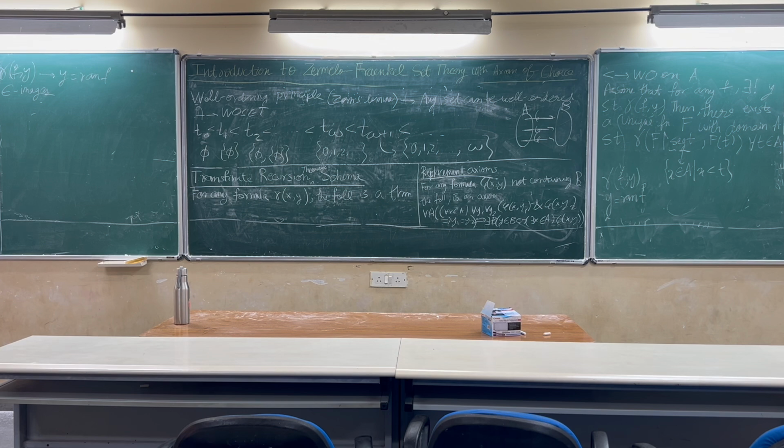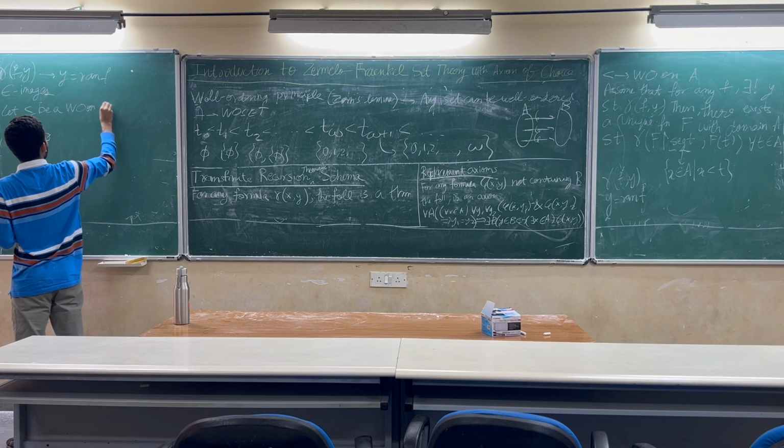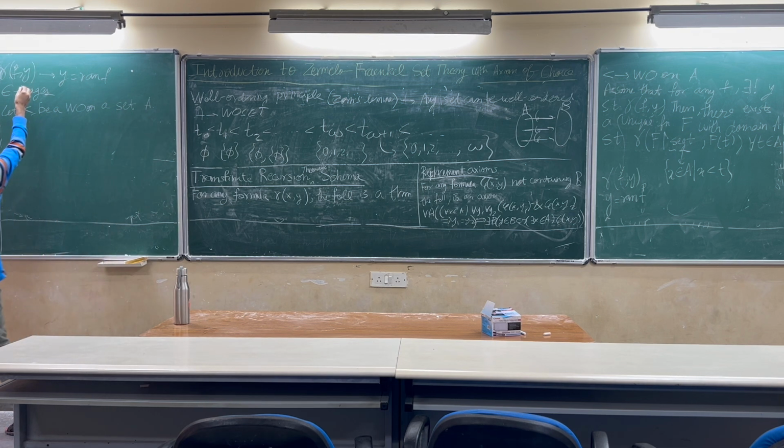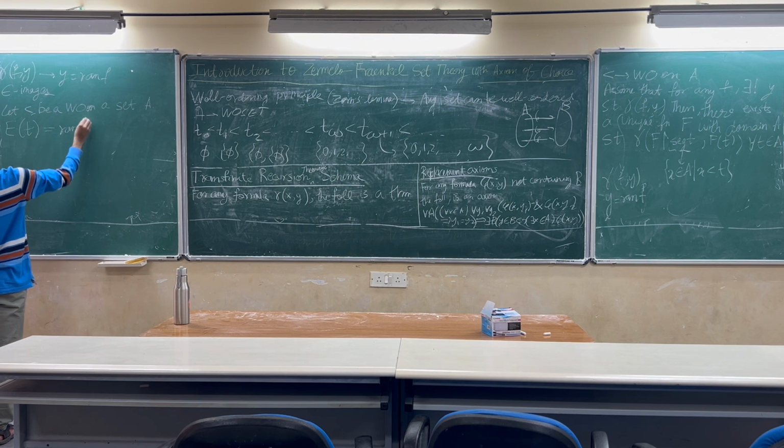So let less than be a well-ordered set on a set A. So just take the same formula, gamma of f comma y is equal to range of f. Then by the factorization theorem, we get a unique function that satisfies this property.